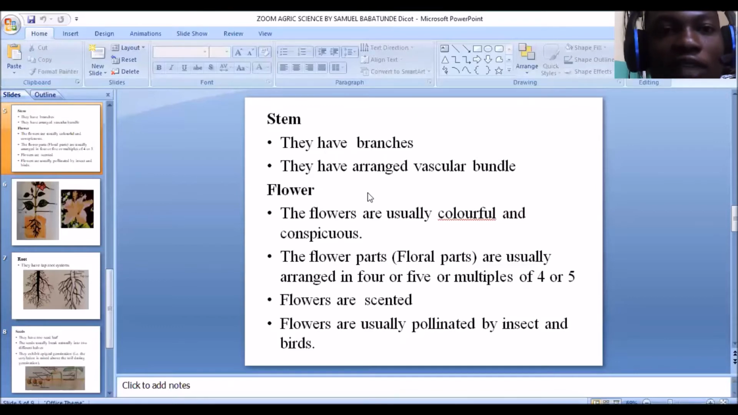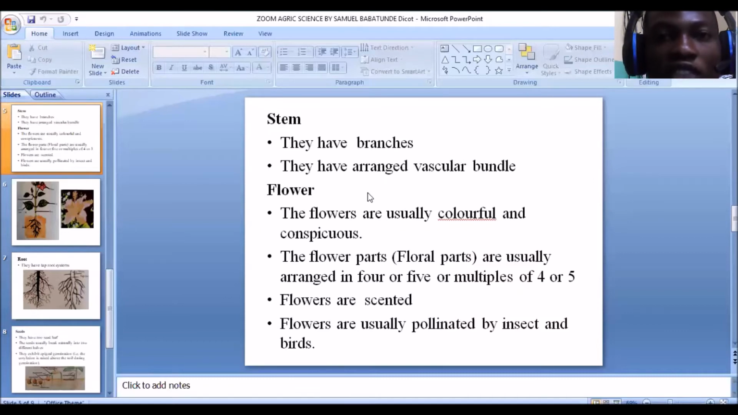Cut this flower out and check out the scent. You notice that the dicot plant has scent, while the monocot plant, which is the maize, does not have scent. The flowers do not have scent. Now, flowers are usually pollinated by insects and birds. The flowers of a dicot plant are pollinated by insects and birds.